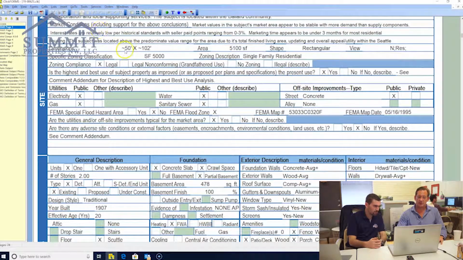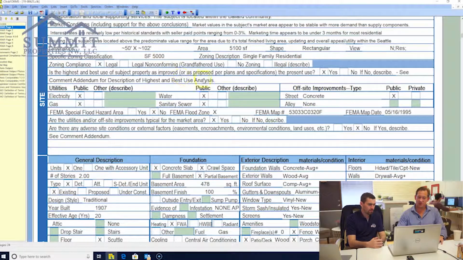Site dimensions. Site area, 5,100 square feet. It's rectangular. It's residential view. Here's your zoning description, single family residential. Is it legal? This is a big one. This one did come up in commercial a lot, the legal non-conforming. That means it's grandfathered. And that's usually in an old part of Seattle, something like that.